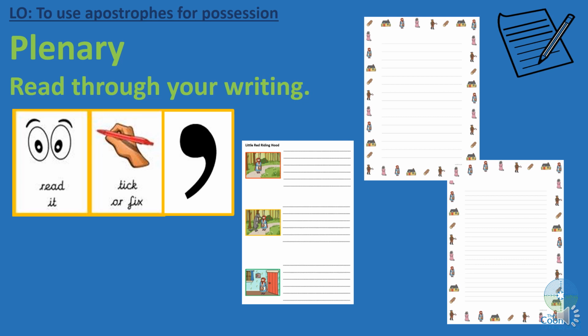Now it's your turn. You need to read through all of your writing, so the whole of the Little Red Riding Hood story. You need to make sure that you read it carefully, that you're checking it. You can use a red pen to edit your work if you've got one. If not, using your pencil would be absolutely fine. And you need to make sure that you've got your possessive apostrophe, so your apostrophes for possession, in all parts of your writing where you need it. Pause the video before we go on to our reflection and make sure you have checked all of your work.